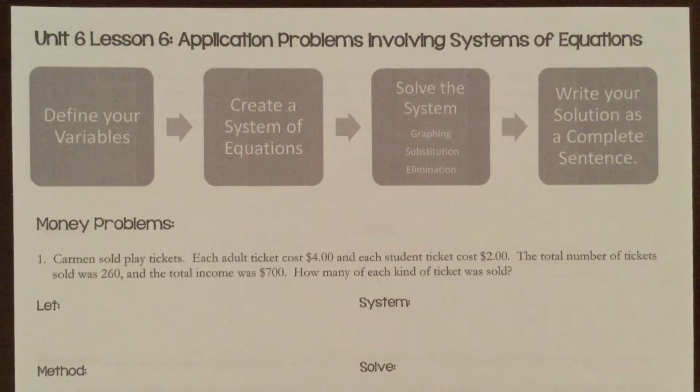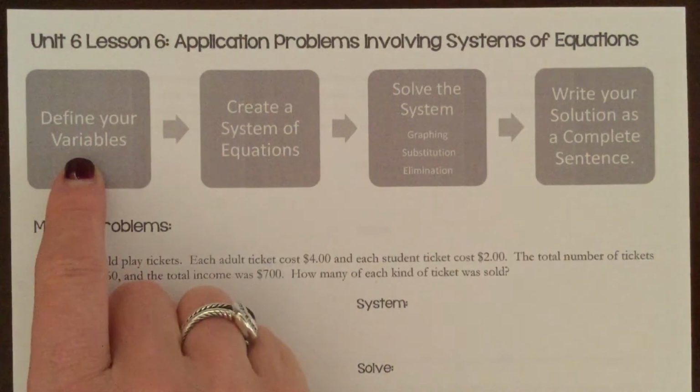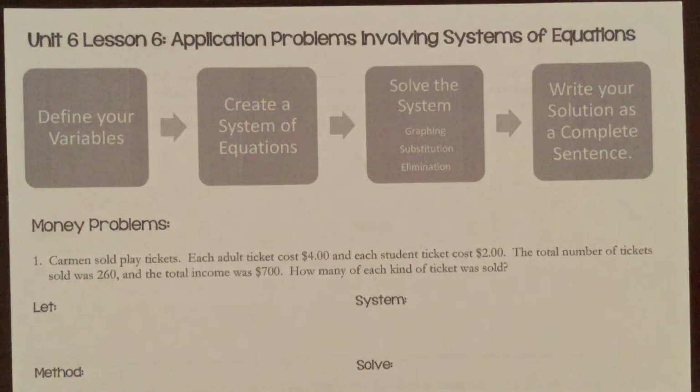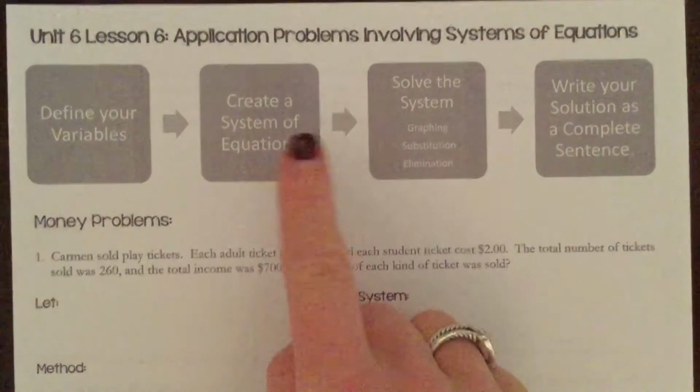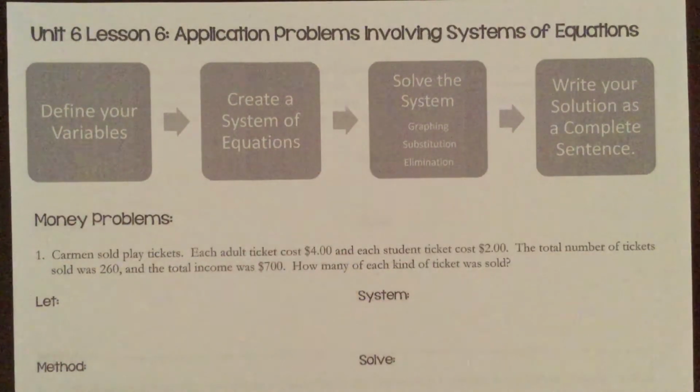As we solve each of these word problems, we want to keep the following 4 steps in mind. The very first thing we want to do is define our variables. Pick any 2 variables that you want to use in your problem, but you need to make sure that you tell somebody what the variables are representing. The next thing you're going to want to do is create a system of equations. Remember, a system is 2 equations with 2 unknowns.